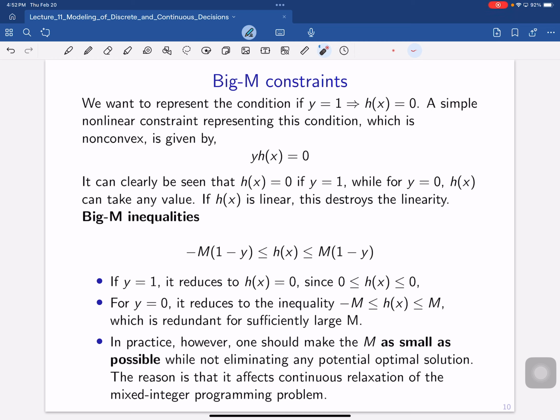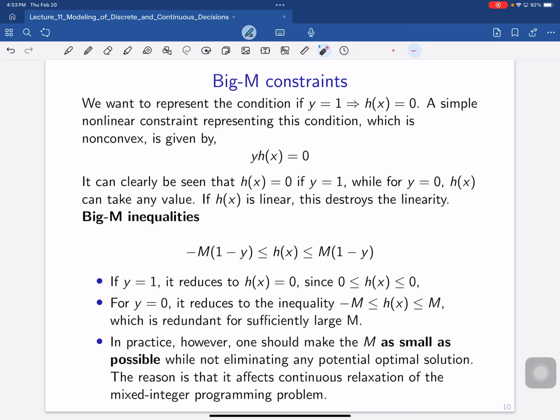When y equals 1, 1 minus y equals 0, right? So this term is 0, and this term is 0 as well. So it reduces to h of x equals 0. That's what we want to model when y equals 1, basically enforcing the constraint h(x) equals 0. The tricky thing is what happens when y equals 0.